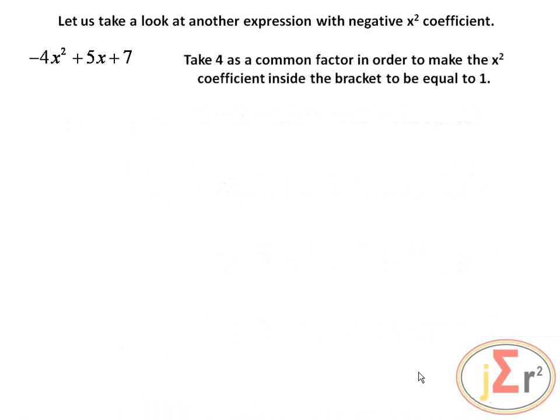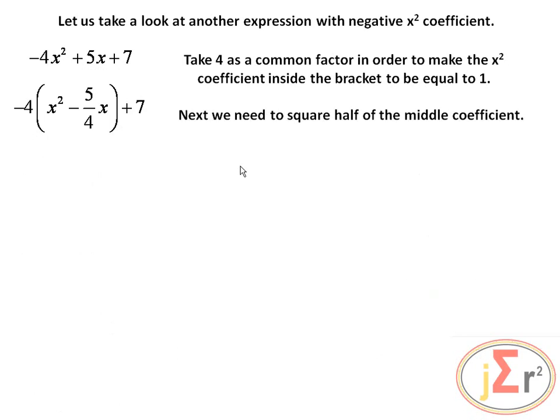Here's another one. So we take 4 as a common factor in order to make the x squared coefficient inside the bracket equal to 1. And of course, the 5x is going to be affected. So next we need to square half of the middle coefficient. So half of 5 over 4 is 5 over 8. Square that, we get 25 over 64.